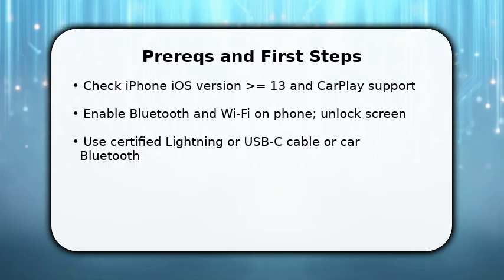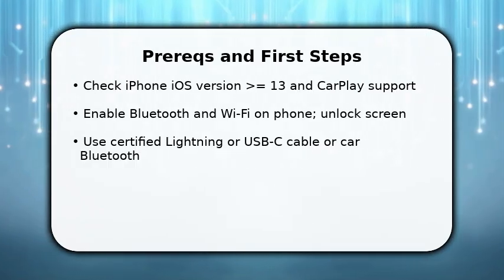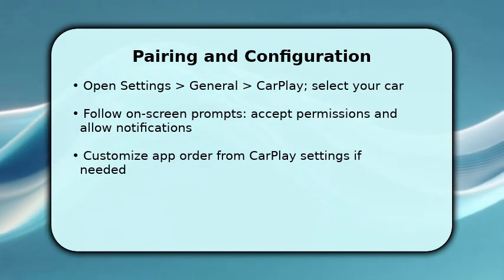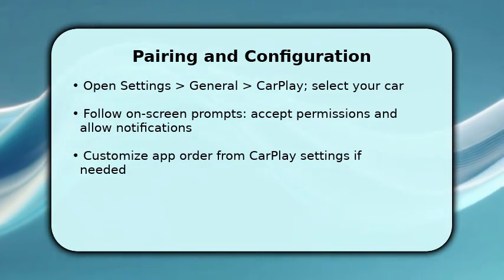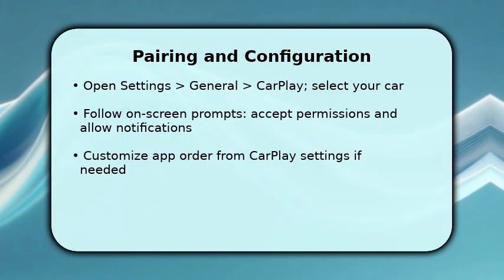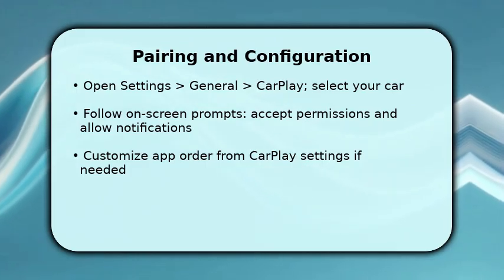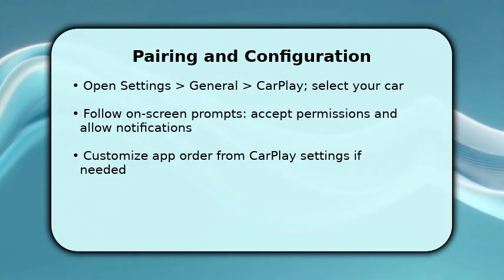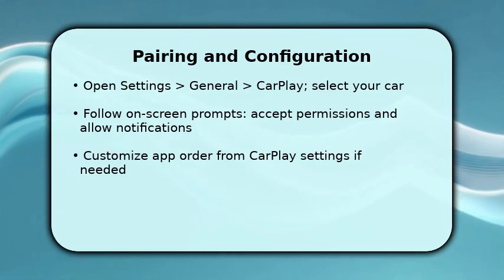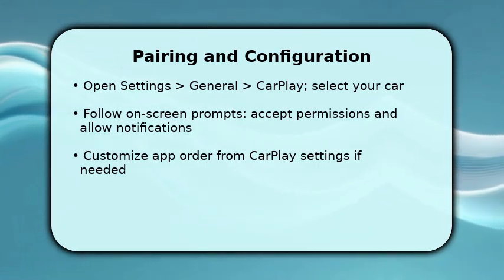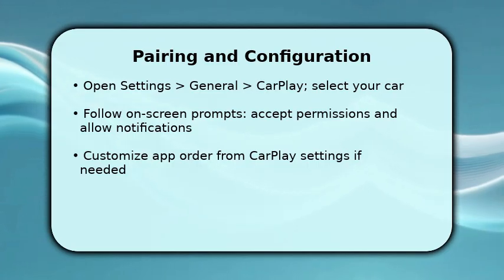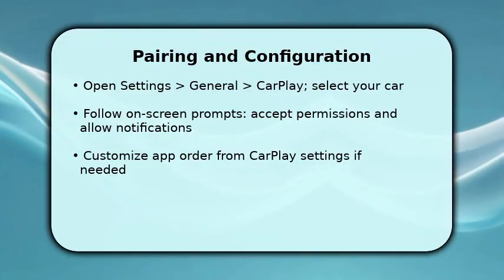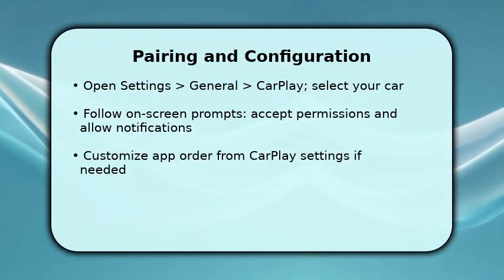Next, pair and configure. On your iPhone, go to Settings, then General, then CarPlay, and select your vehicle from the list. If pairing via Bluetooth, choose the car in Bluetooth settings and confirm the PIN shown. If wired, tap the car name when it appears. You should accept location and notification permissions so navigation and messages work seamlessly. Then customize the CarPlay home screen order to prioritize your frequently used apps. This reduces distraction while driving.